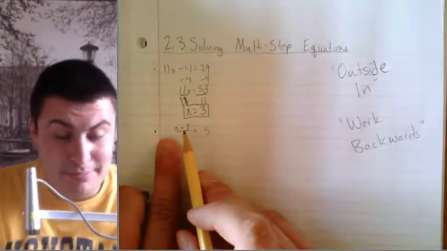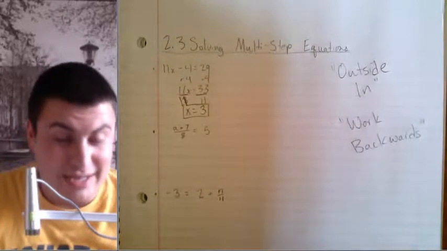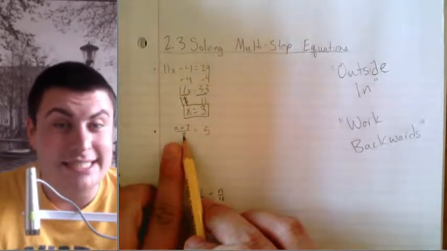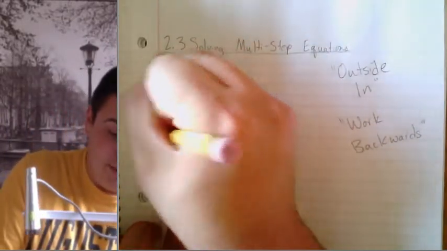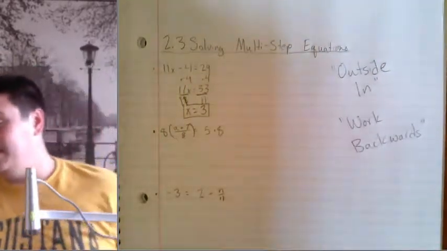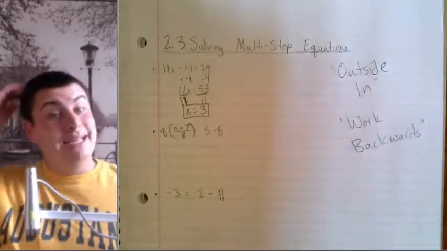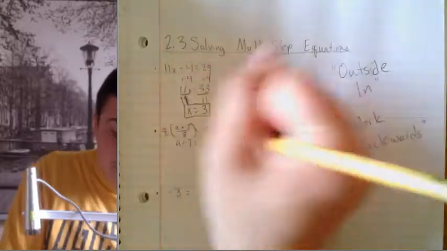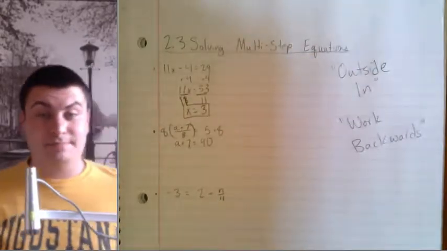Now, if we have a plus 7 all over 8 equals 5, we have to work backwards. So the last thing that's happening is this is all being divided by 8. So that means we're going to start by multiplying by 8. When we multiply by 8, we're bringing in the multiplicative inverse, so that we then have a plus 7 equals 5 times 8, which is 40.